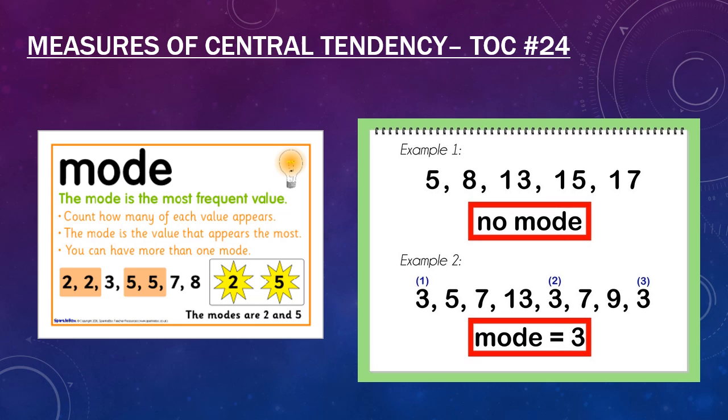If I look at my example on the right, example number 1, all of them appear once. So since they all appear once, I don't have 5 modes, I have no modes. So I just say no mode.